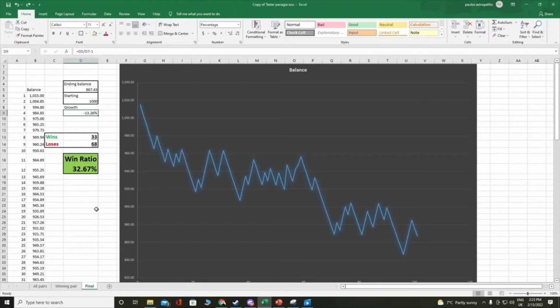So our starting balance, as always, is 1000 USD. The ending balance was 867. I was amazed, and I will explain why. In our 101 trades, we had losses on 68 trades. The win ratio was 32%, let's say 33. It is not so important.